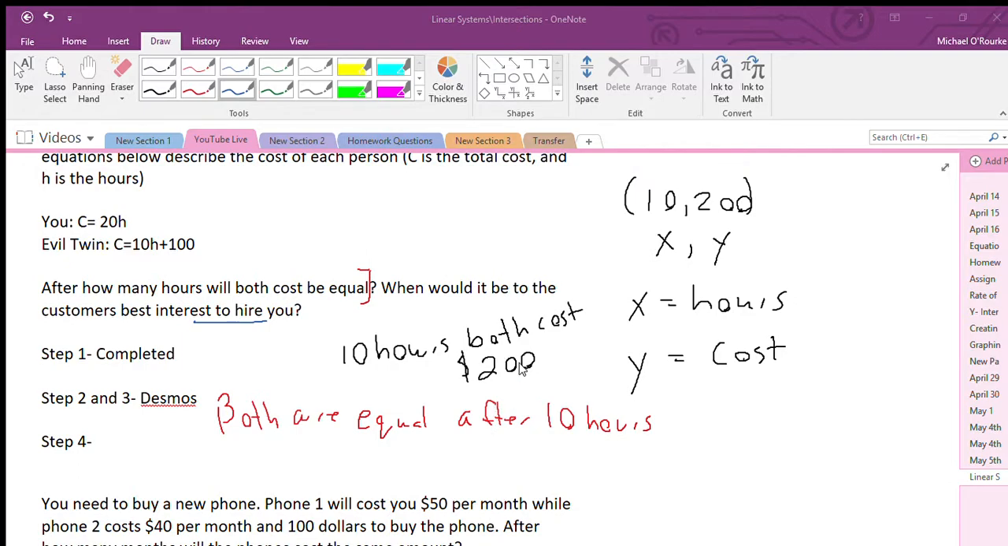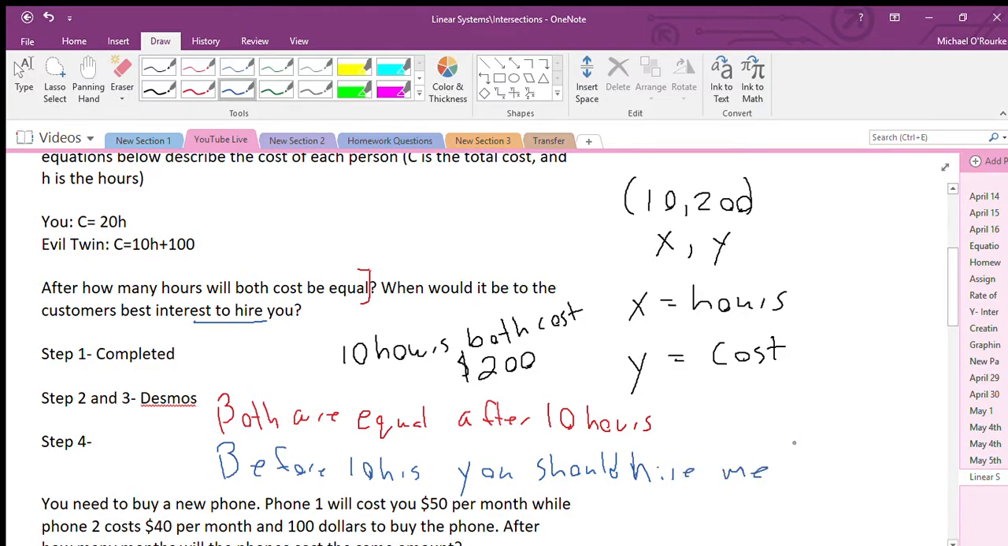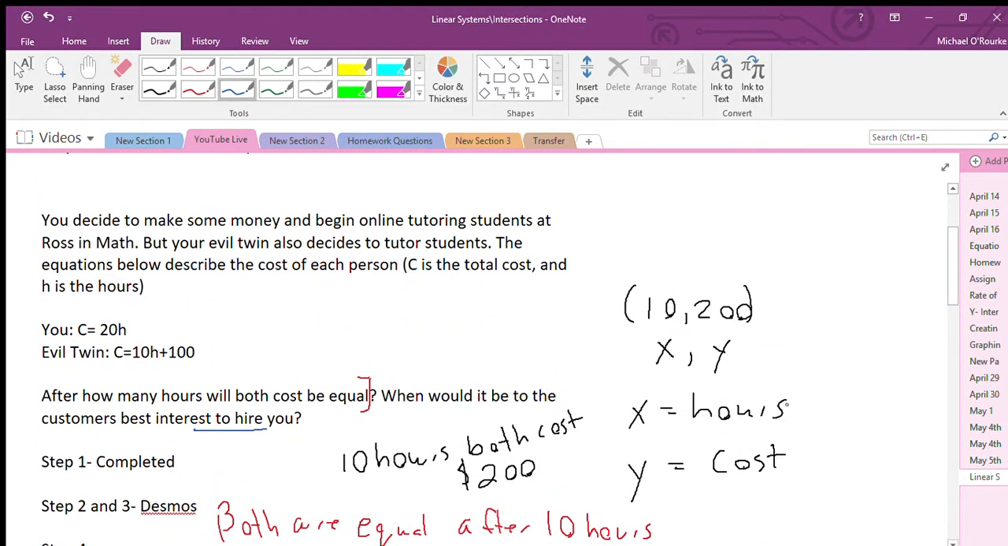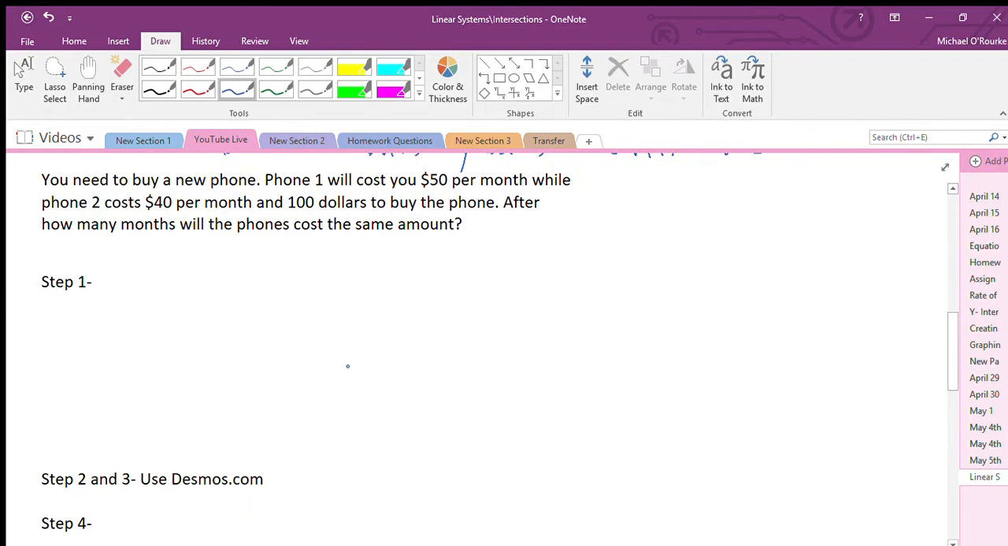But after 10 hours, if you look, the red line's higher. And actually, the evil twin is the better one. We go back here. Let's do this in blue. Before 10 hours, you should hire me. So that's the first one. We graph them, we compare them, and make conclusions off it. And we take a look at what the X and Y represent as we do this.